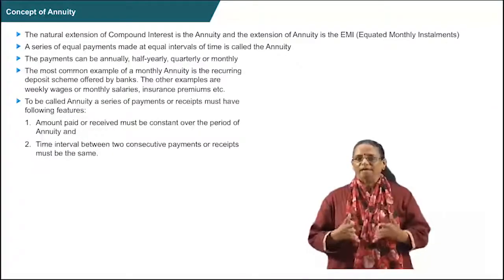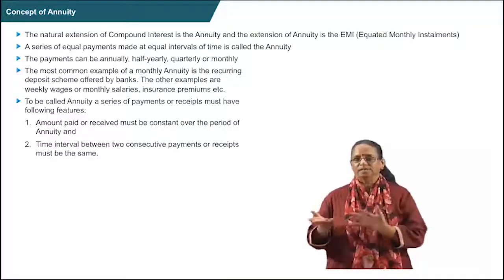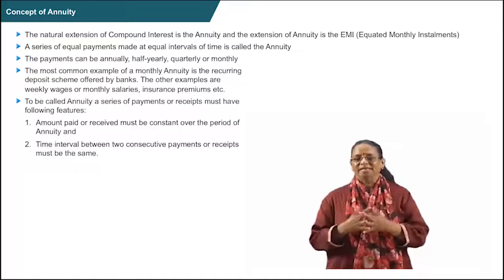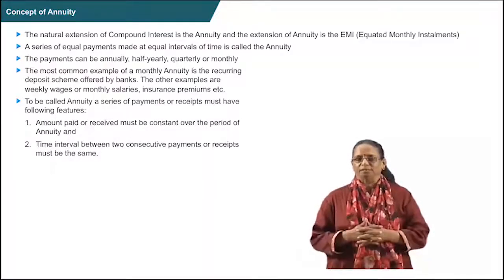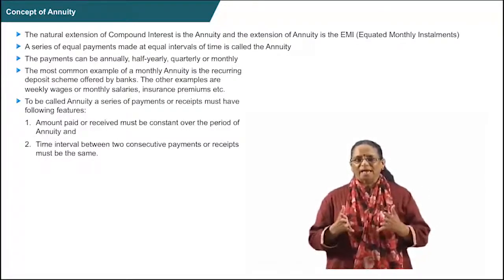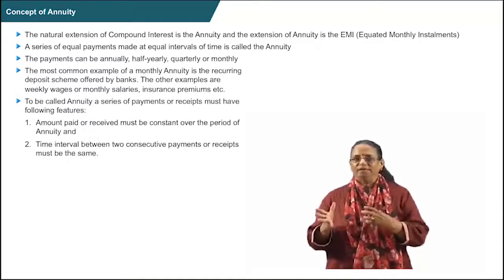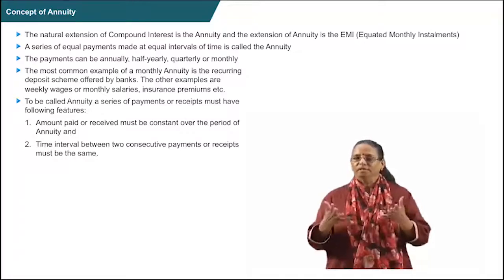Now we come to annuity. When we extend compound interest, the result is annuity. And when we extend annuity, it is EMI. What is EMI? Equated monthly installments. These days, EMI is quite popular. So what is annuity? It is nothing but a series of equal payments made at equal intervals of time. Now everything these days we buy on EMIs.